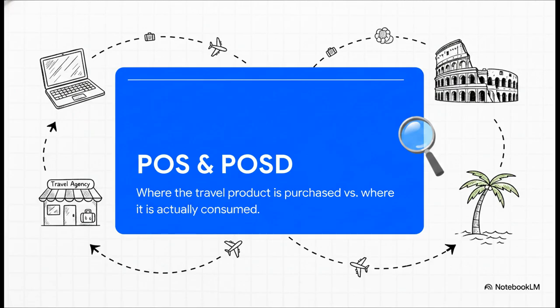The point of sale, or POS, is where you buy it, like your local travel agency or just your laptop sitting on your couch. But the point of service delivery, the POSD, is the actual hotel in Rome or that gorgeous beach in Bali. And those 2 points, they are thousands of miles apart.